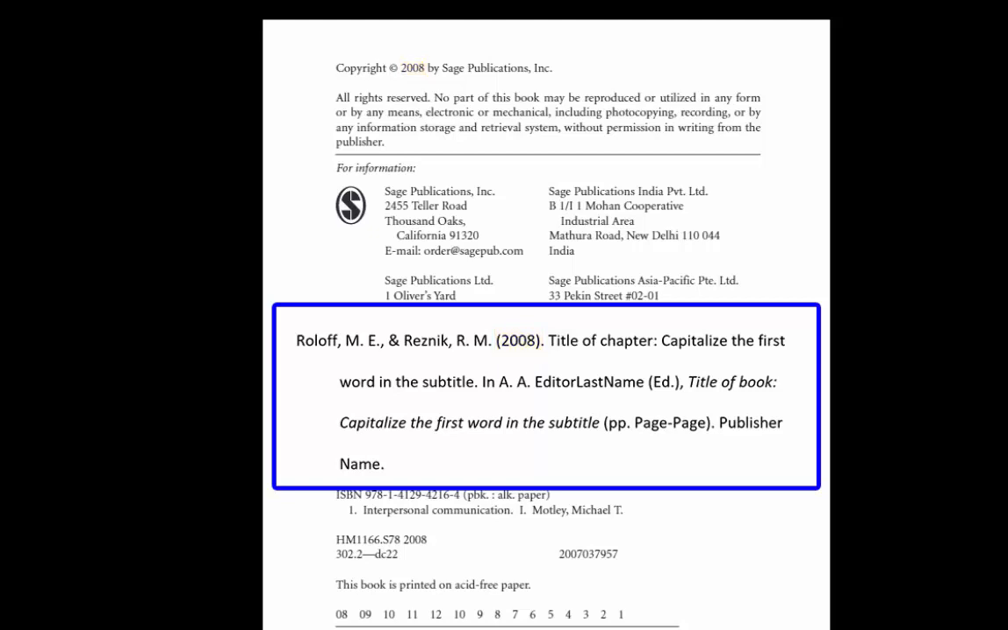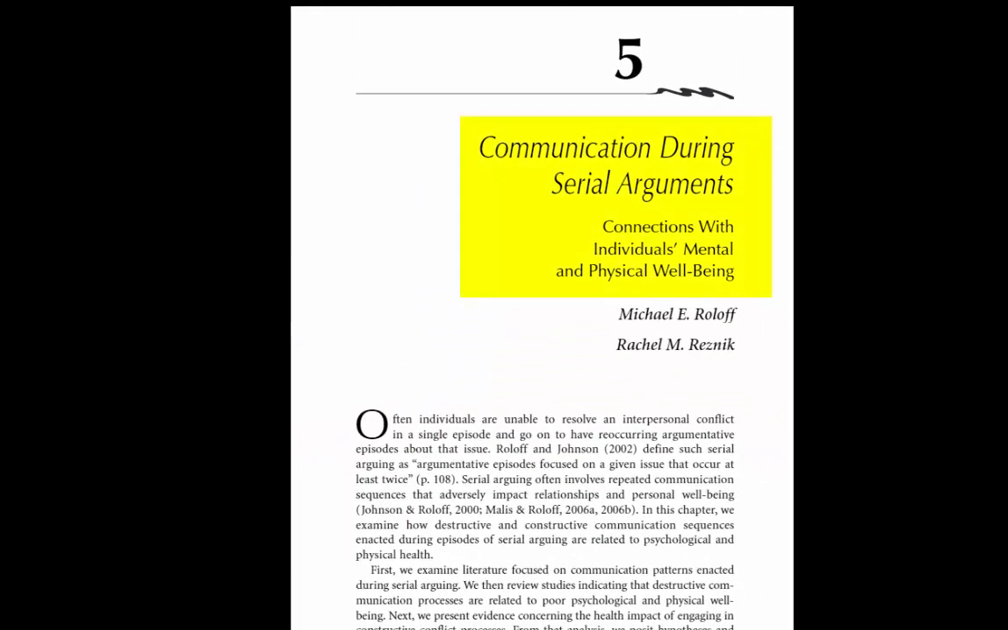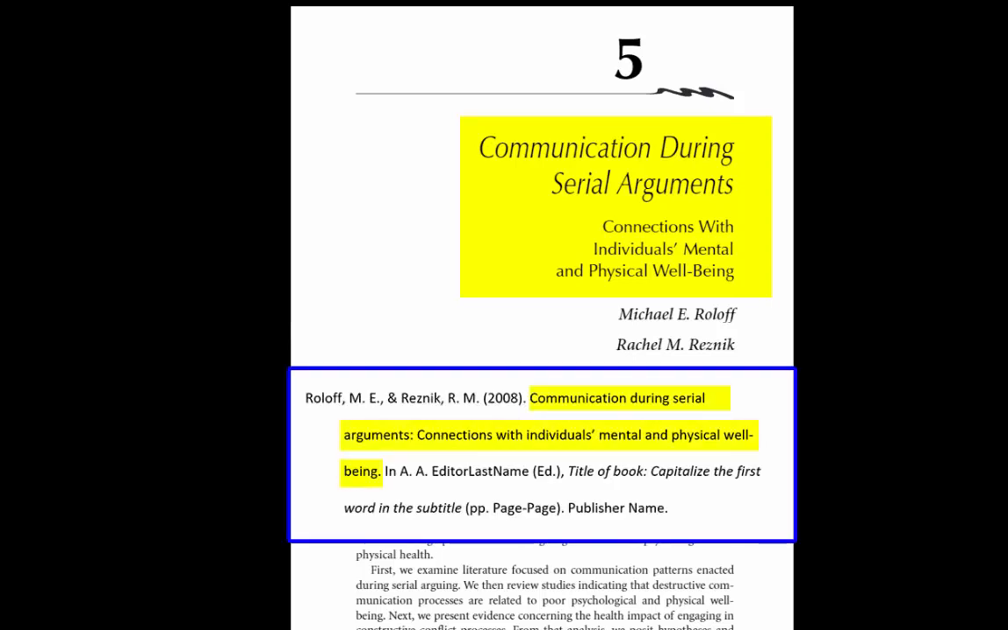The next piece of our template is the chapter title. We are going back to the first page of the chapter to find the chapter title. For the chapter title, you capitalize only the first word in the title, proper nouns, the names of specific people, places, or organizations, and the first word in the subtitle. Put a period after the chapter title.